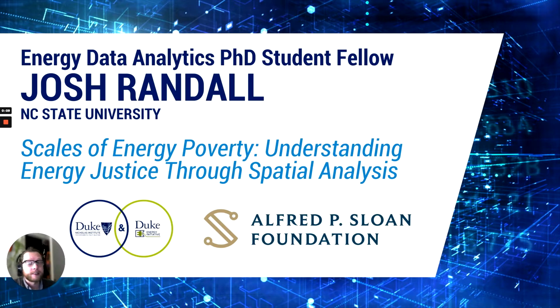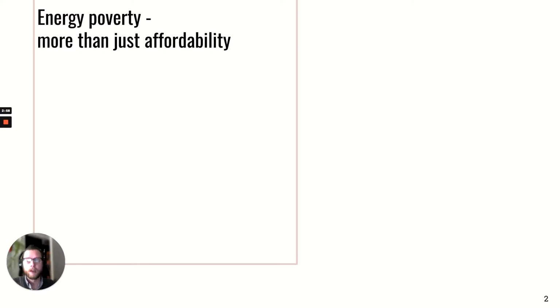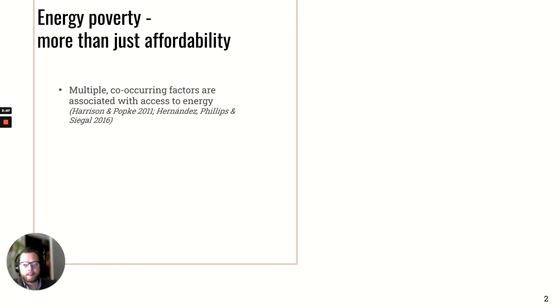And today I'm going to be discussing scales of energy poverty, understanding energy justice through spatial analysis. So the first thing we want to discuss is what energy poverty is. We traditionally think of it as income-based, but it's really more than affordability. The energy poverty literature states that it's multiple co-occurring factors that are associated with the access to energy. So there's a lot of things preventing people from being comfortable in their homes.